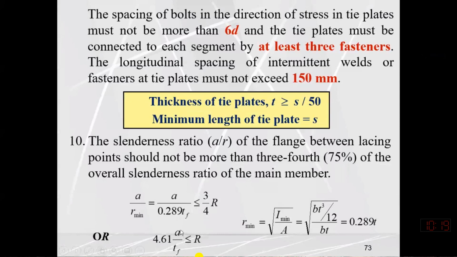So the length of the flange plate divided by the thickness of the flange multiplied by 4.65, this factor, if this is less than the overall slenderness ratio of the built-up section, then there will be no chance of flange local buckling. So there is another alternative way that we will discuss in our solution.